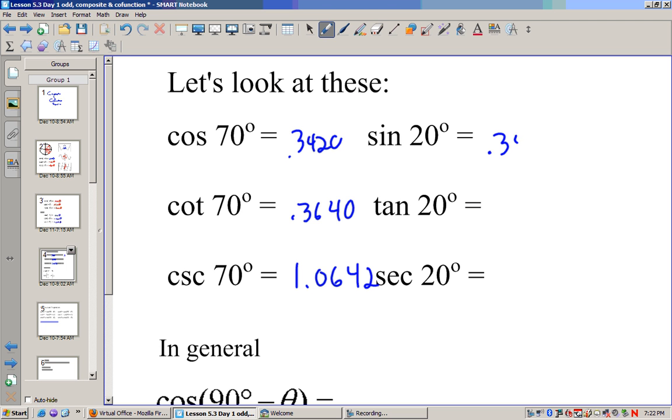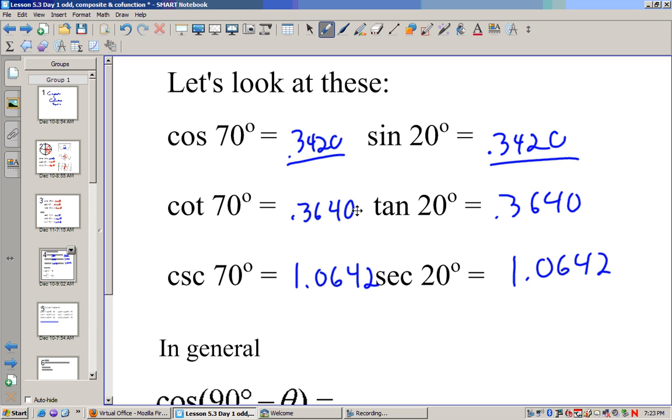Alright, now if I find the sine of 20, that's 0.3420. The tangent of 20, 0.3640. Secant is 1 over cosine of 20, 1.0642. Now what do you notice about these two numbers, the cosine of 70 and the sine of 20? Hopefully you're screaming, they're the same number! The cotangent of 70 and the tangent of 20, and the cosecant and the secant.